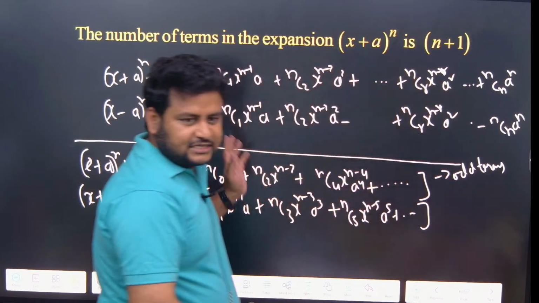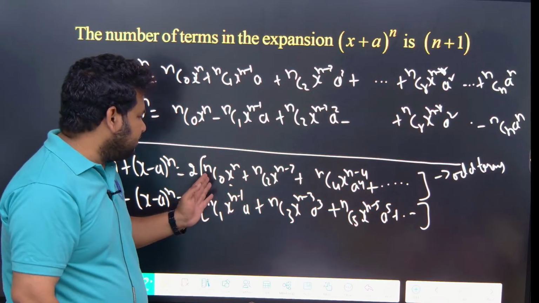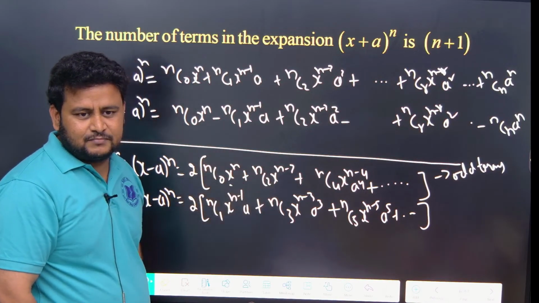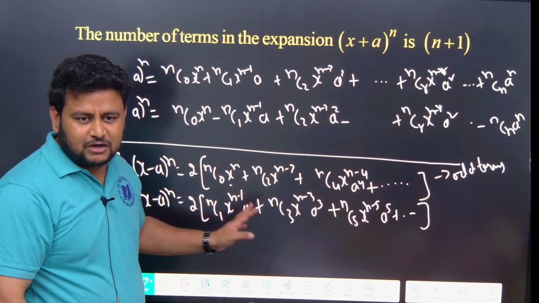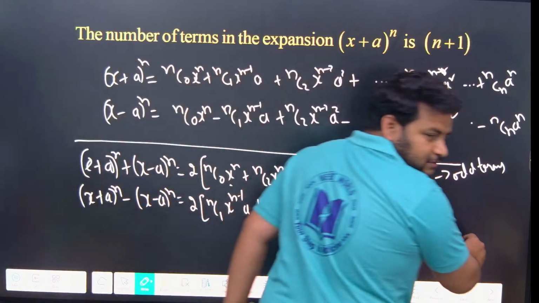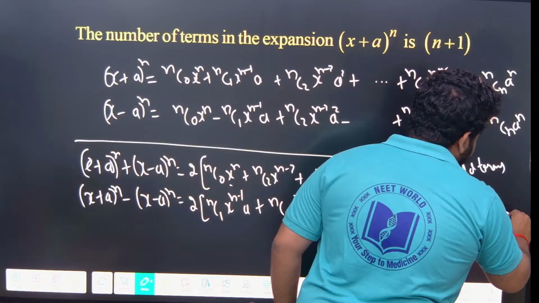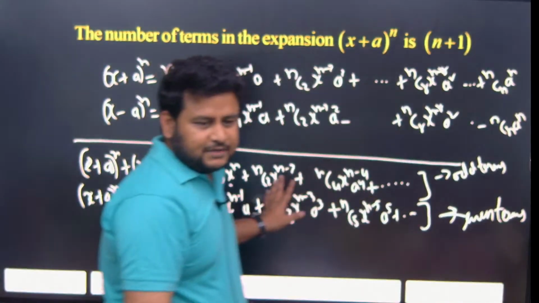Because the expansion starts with 1. So if the expansion starts with 1, what will the second term be? The second term will be the odd term. So this will be odd, and this will be even terms. You have to focus. This will be even terms.